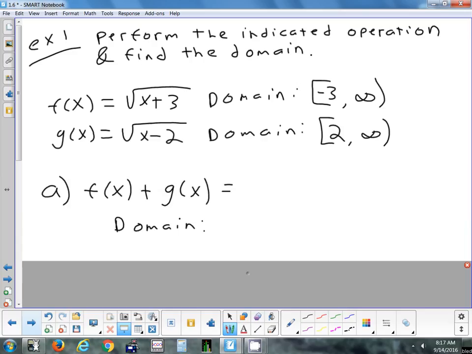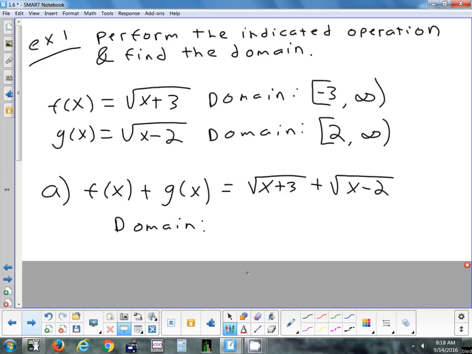Now I want to find the domain of f of x plus g of x. First, can you tell me what this function would be? There's not really much simplification we can do, but how would you write f of x plus g of x? The square root of x plus 3 plus square root of x minus 2. Yeah, so that's the answer to that part of it. And now the domain.